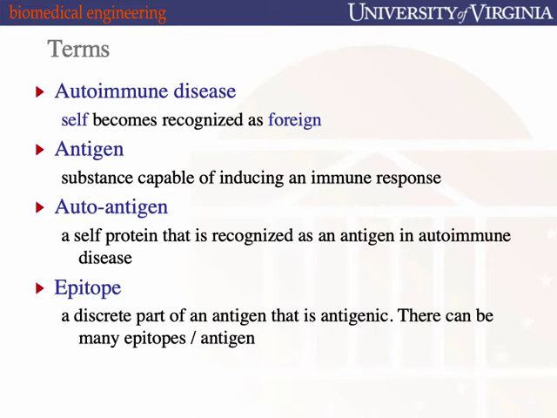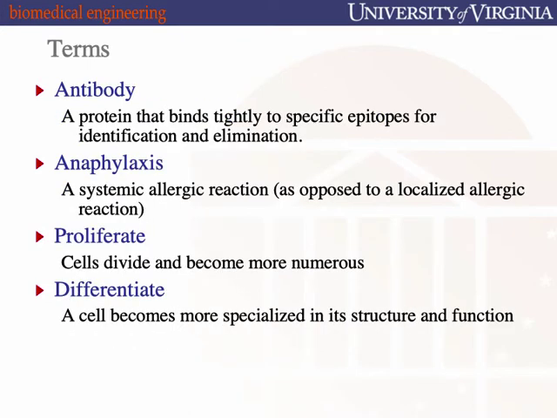Okay. All right, more terms. Antibody, we've talked about it in the context of Western blots, ELISAs, biotechnology. In this case, we're going to talk about the origins of the antibody. We've utilized the antibody for these types of approaches, but it originates as a part of our immunological response. And an antibody is a protein that is going to bind tightly to specific epitopes for identification and elimination. And we're going to expand on this concept of what an antibody is. We're going to see it in different forms here in a little bit.